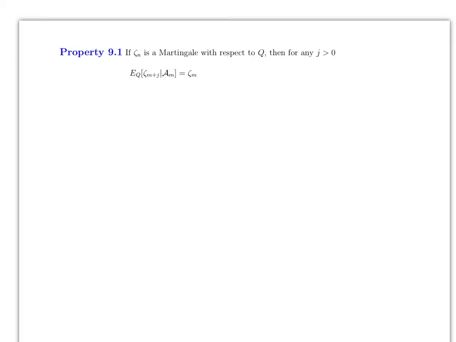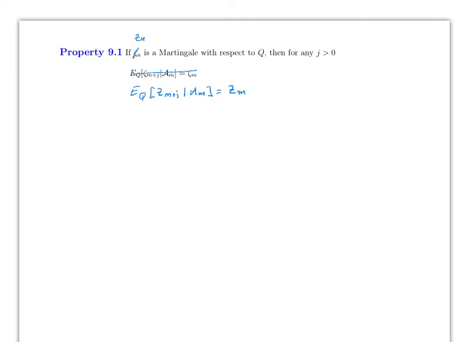Now let's look at property 9.1. If zeta_n is a martingale with respect to Q, then for any j, the expected value with respect to Q of zeta_{m+j} given A_m is going to be equal to zeta_m. We actually used this result in one of the homework problems that we did last week. Now to make the notation easier, I'm just going to change this to Z_n. So I will write this as E_Q of Z_{m+j} given A_m, and it will give you Z_m.